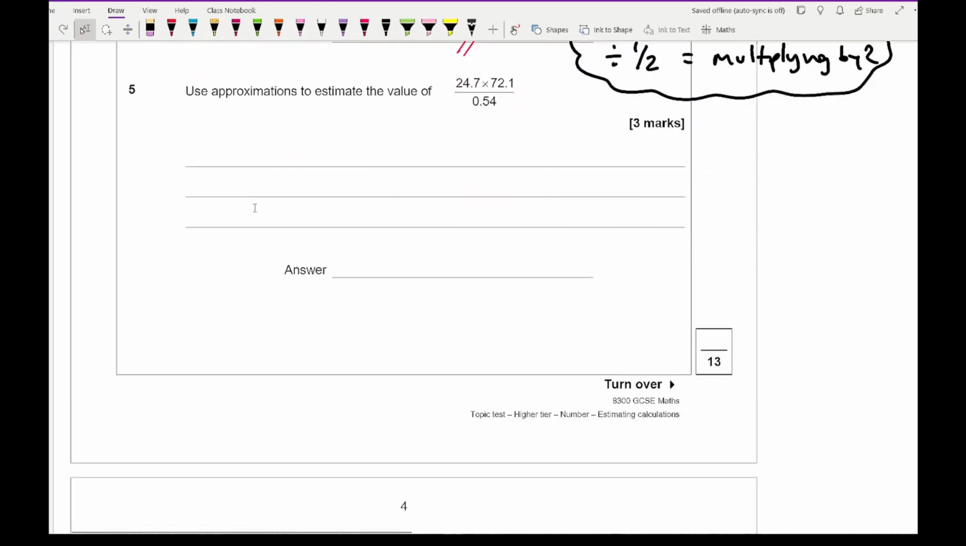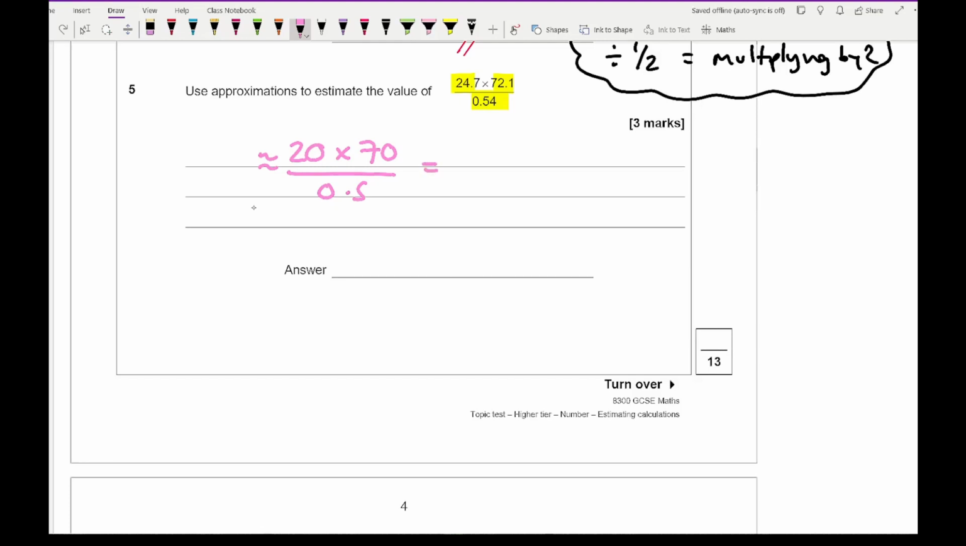Then moving on to question 5, it says use approximations to estimate this value here. So again, looking at the three numbers, let me just highlight that. So here we've got 20 times 70 over 0.5. And again, you'd be very tempted to do 24 times 72. But again, you want to round to one sig fig. It doesn't matter how accurate or inaccurate your answer is going to be. This is mathematically how it's done.